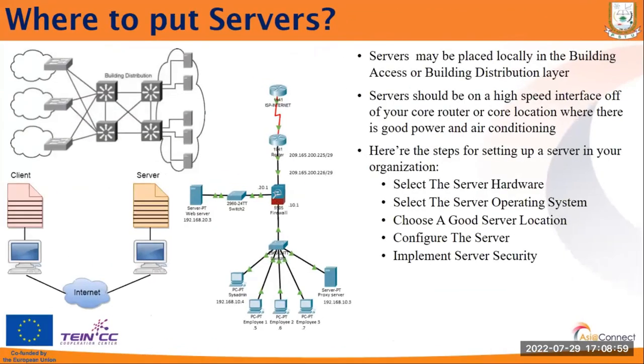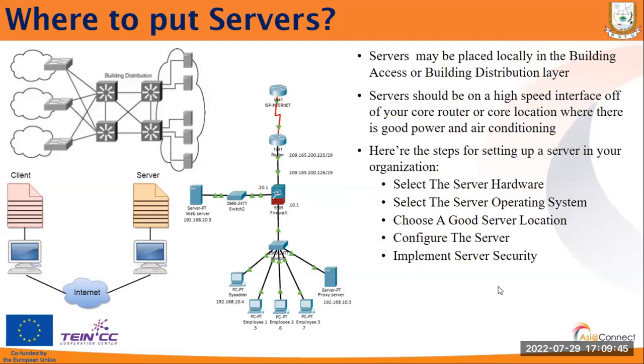Now, where to put the server? Actually, the location of the server. It must be placed in the building access and building distribution layer. The server should be in a location where there is good power and air conditioning, because there is a possibility of a dangerous situation with the server. That's why we always need air conditioning in the server room.